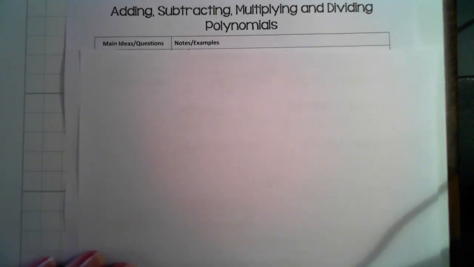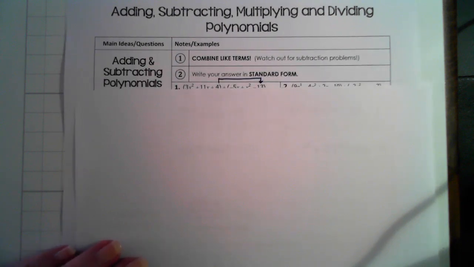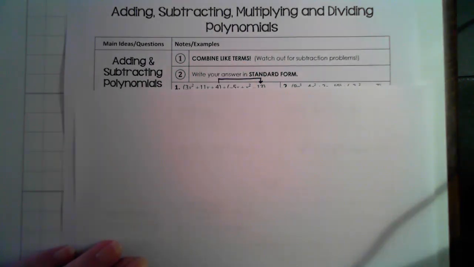We move on to page 3 of the printed notes. This is where we're going to review adding and subtracting, multiplying and dividing of polynomials. So in adding and subtracting polynomials, you want to combine like terms. All of the variable, the exponent has to match. So you cannot add or subtract x squared and x cubed. You can only add up x squareds with other x squareds.